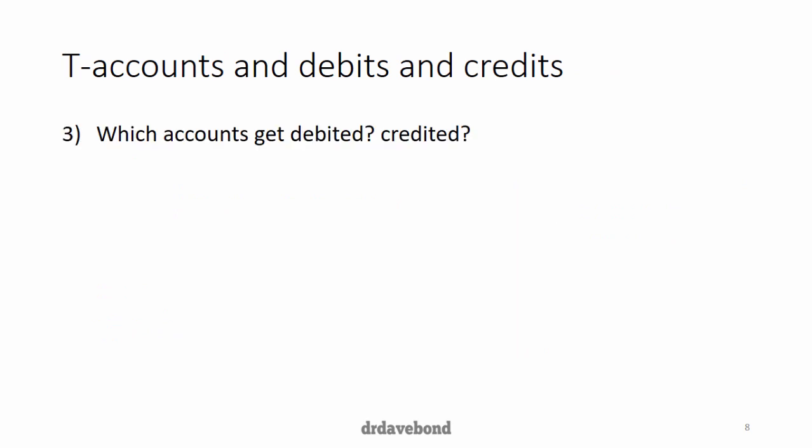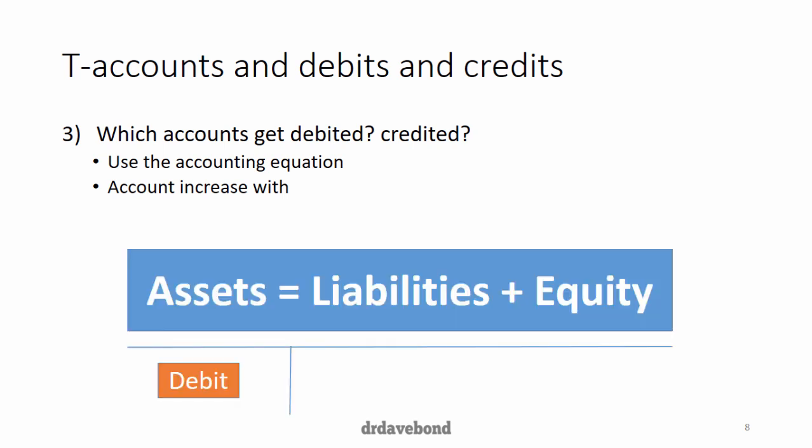Which then leads us to the question of which account actually gets debited and when, and which account gets credited and when. And the best way that I've come up with, and it's not just me, this is a pretty common way to remember this, is to use the accounting equation. Whenever you see an account increase, you follow which side of the accounting equation it's on.